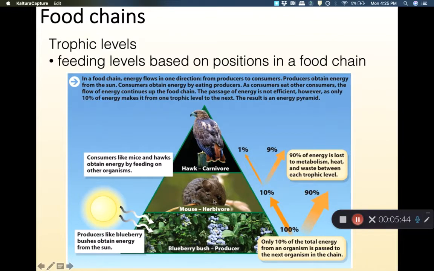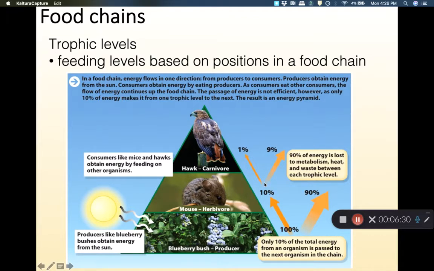Now mice are what we consider primary consumers or herbivores, in which they require producers in order to survive. However, critically, as we start thinking about rather than just this basic definition of one thing eats another thing, we really want to focus on how energy is actually moving up this food chain. So while blueberries at the bottom are producing 100% of that energy, only about 10% of that energy can be passed on to the mouse, because the vast majority of it, about 90%, is lost through heat and respiration.